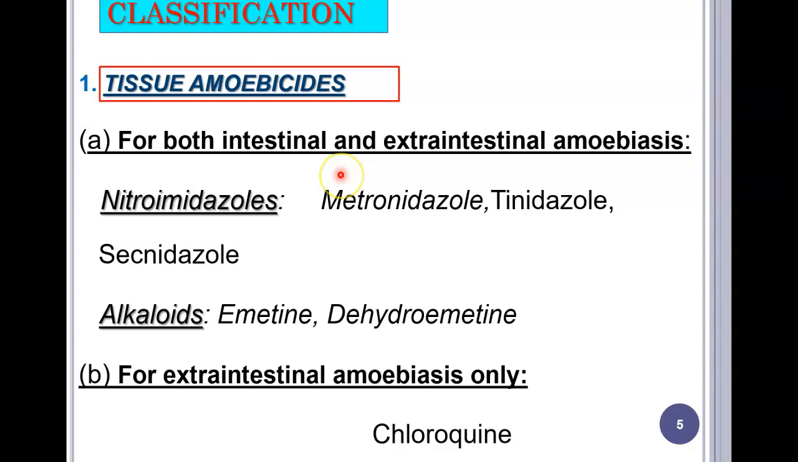Coming to the classification of anti-amoebic drugs, they are broadly classified into tissue amoebicides and luminal amoebicides. Tissue amoebicides are further classified into drugs that can act on both intestinal and extraintestinal forms, and drugs that are used for extraintestinal amoebiasis only. For both intestinal and extraintestinal amoebiasis, two groups of drugs are used: nitroimidazoles and alkaloids. Nitroimidazoles include metronidazole, tinidazole, and secnidazole. Alkaloids include emetine and dehydroemetine. The tissue amoebicide for extraintestinal amoebiasis only is chloroquine.